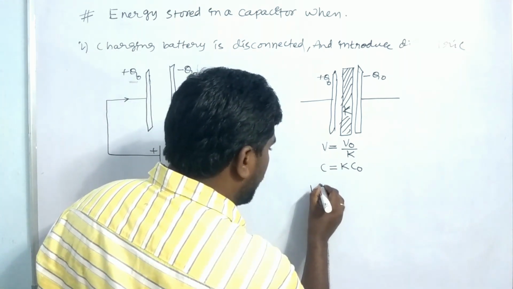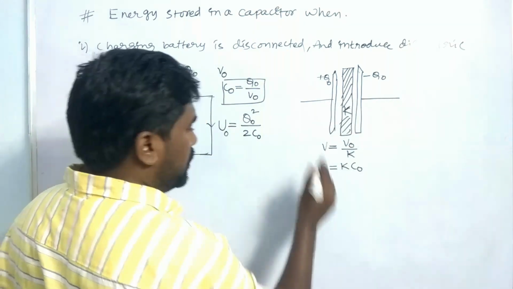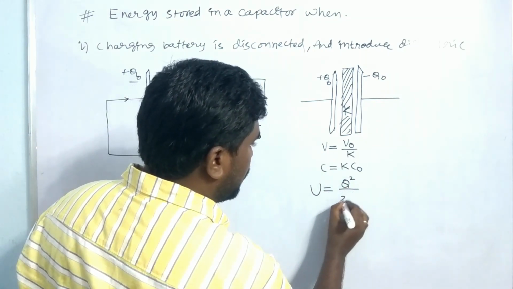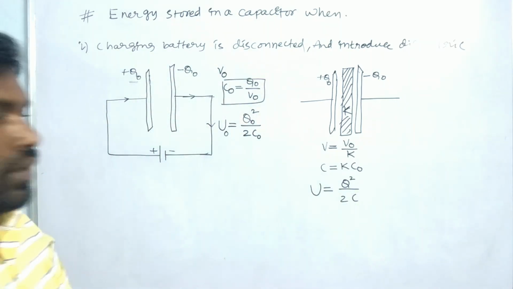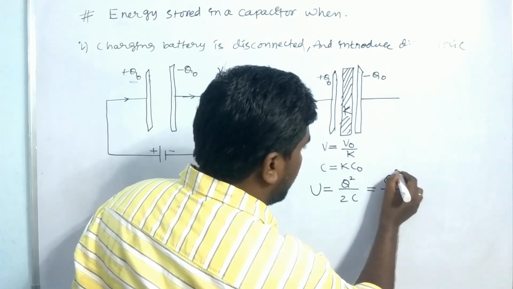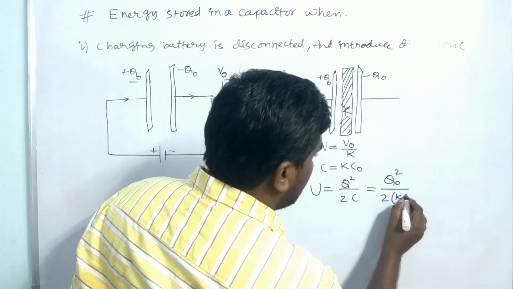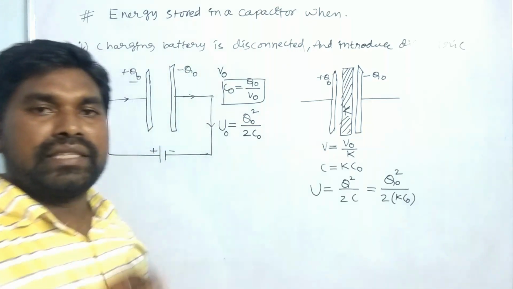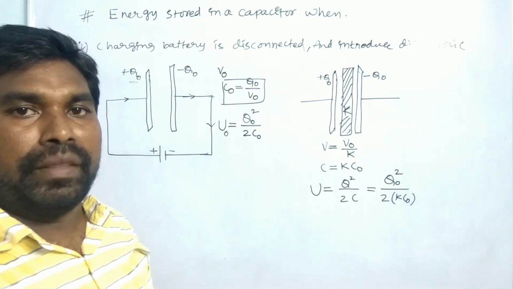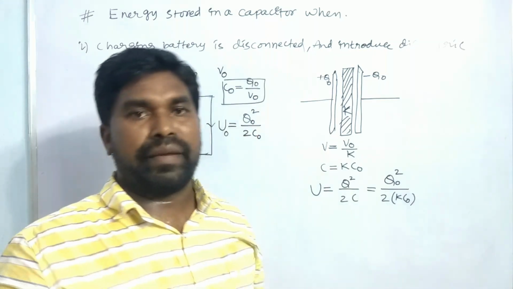From the energy, the stored energy in this capacitor, U is equal to Q square by 2C. Here Q is Q0, so Q0 square by 2 into C, and C is equal to K C0. When is it K C0? Whenever we introduce the dielectric between the two plates of a capacitor. The purpose of introducing the dielectric between the two plates of a capacitor is to increase the capacity.